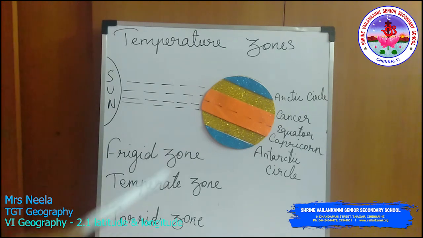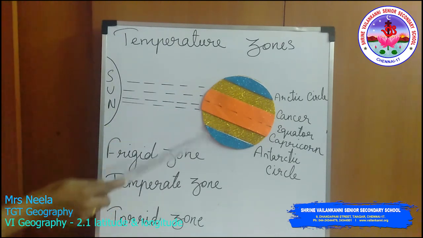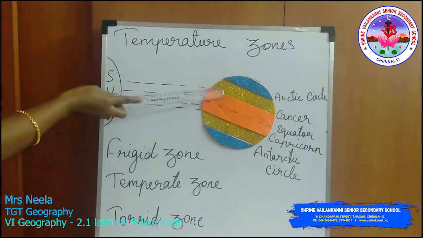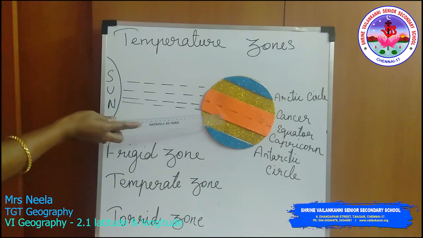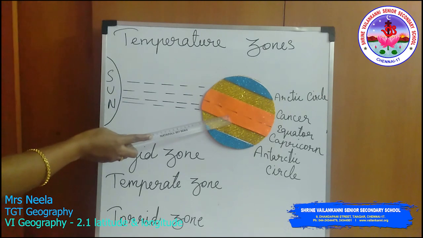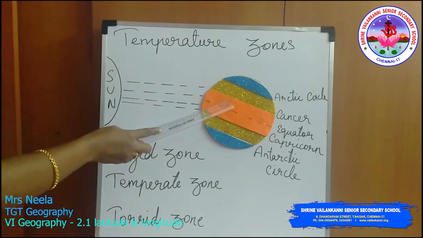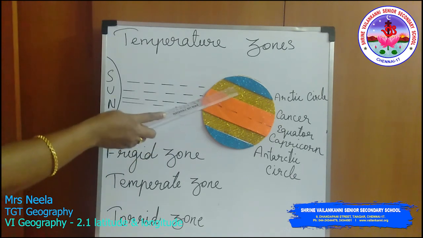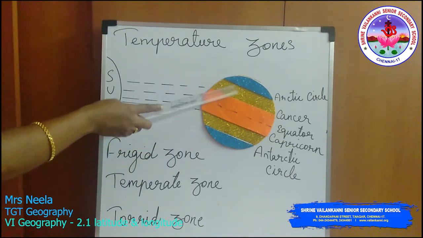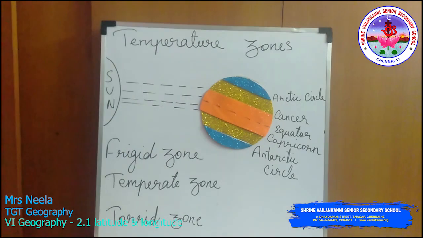Each hemisphere is divided into 3 zones. Now I am talking about the hemisphere, so northern hemisphere, southern hemisphere. They are divided into 3 zones. This one is called the torrid zone. This one is the temperate zone and this is the frigid zone. First we will see about the torrid zone, that is here.